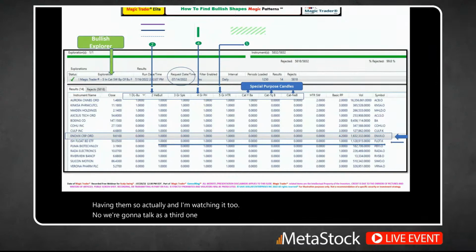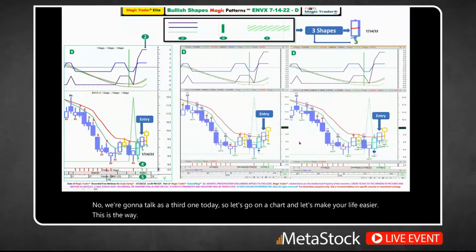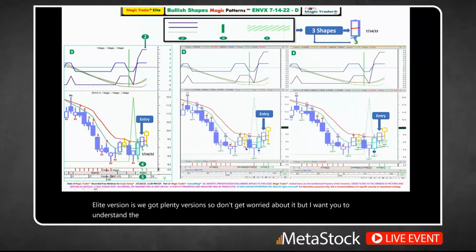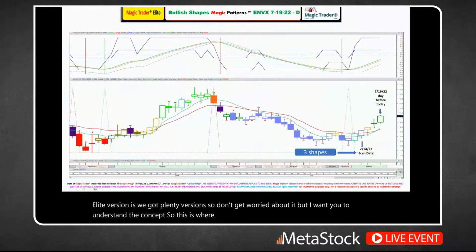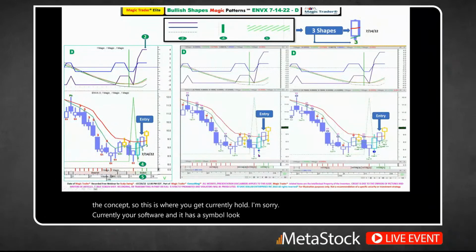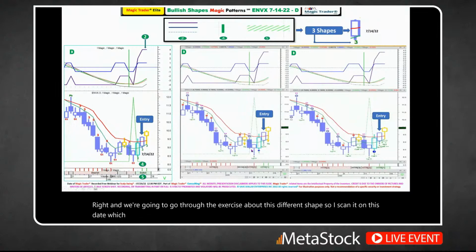So let's go on a chart and let's make your life easier. This is the way the Elite version is. We've got plenty of versions, so don't get worried about it. But I want you to understand the concept. So this is where you currently get your software, and it has a symbol. Look here, right? And we're going to go through the exercise about these different shapes. So I scanned it on this date, which is here, 7/14. I scanned it, right? And if you want, I could show you here.